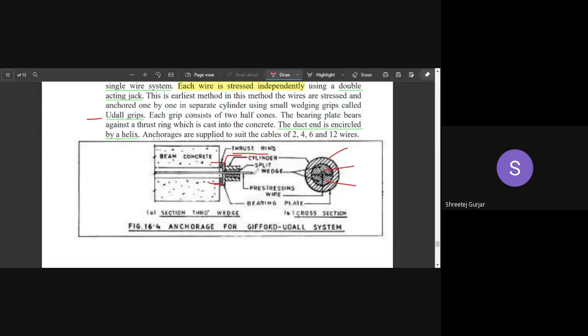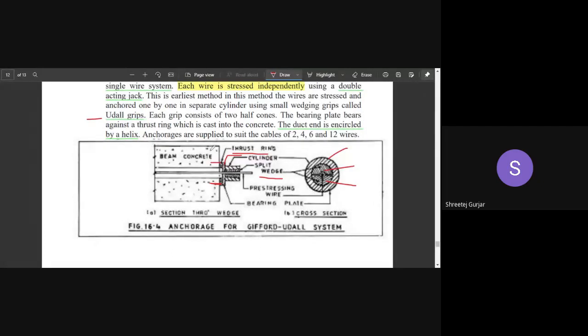So this wedge is made up of two parts, and you can pass your individual wire through this wedge and anchor it in place. I have told you how this wedge action takes place and how it holds your steel in place. So your split wedge can hold your individual wire in place, and it is made up of two parts.